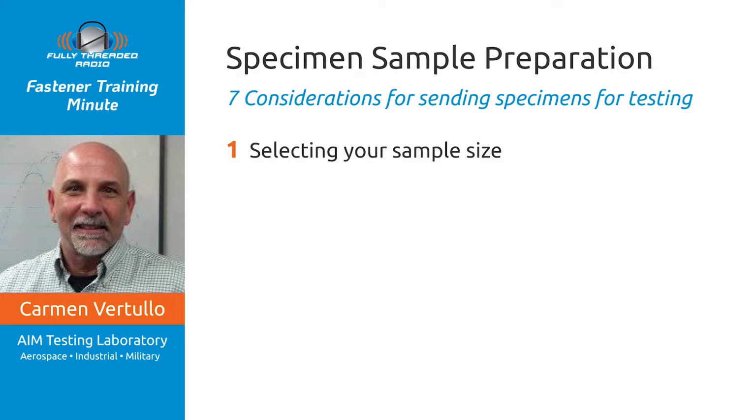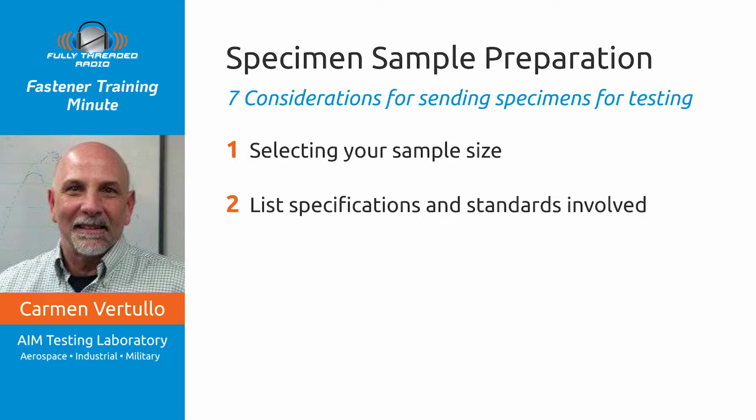The first thing is selecting your sample size. Now, you want to be sure that you have enough fasteners to do the job that the lab will need, but not too many, because every fastener must be accounted for at the lab. So choose your fastener sample size according to the specification or standard that is applicable. And if you have any trouble with that, the lab should be able to help you out.